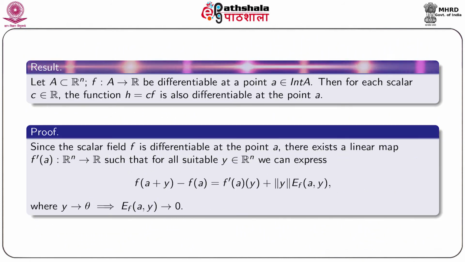We are coming to our next result. Let A be a subset of R^n. f is a scalar field defined on the set A, which is also differentiable at a point a, which is an interior point of the set A. Now, for each scalar c in R, the function h equal to cf is also differentiable at the point a. We first note that if c is 0 or f is a constant map, then we have nothing to prove.